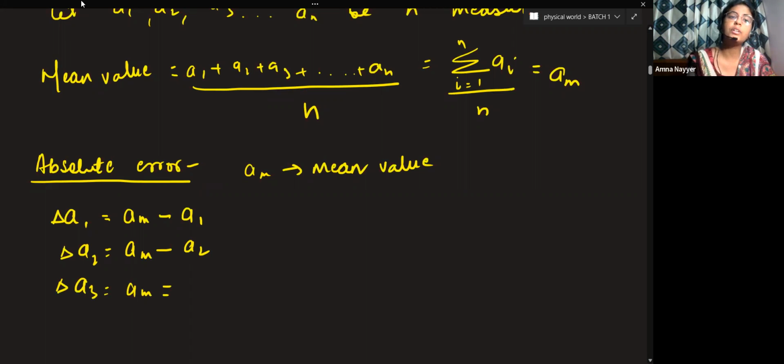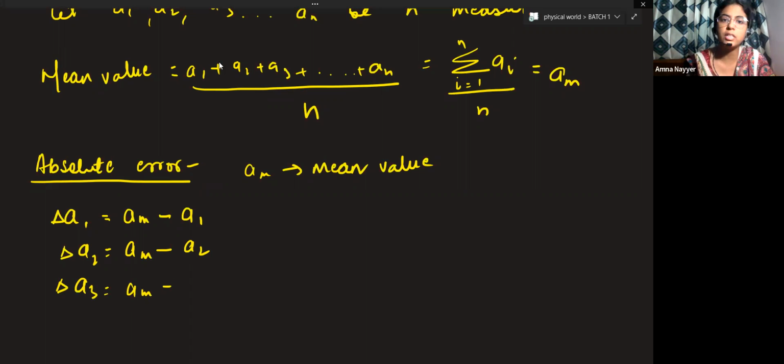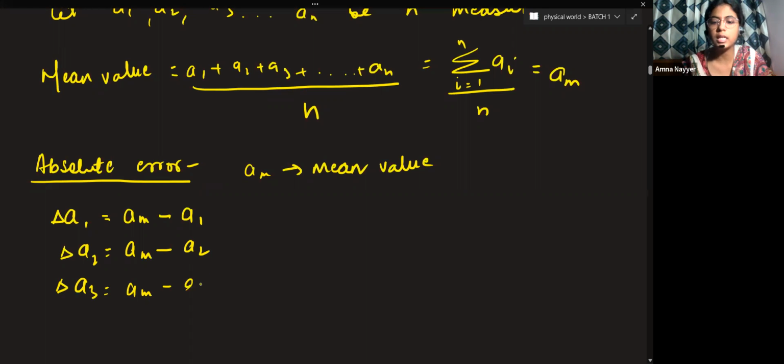So for the mean value, you first have to perform all the steps. You have to take out the average value and then subtract it from the measured value, that was A3. So if you are calculating up till delta AN, this will be AM minus AN. N can be any number, 1, 2, 3 till infinity. That gives you the absolute error.